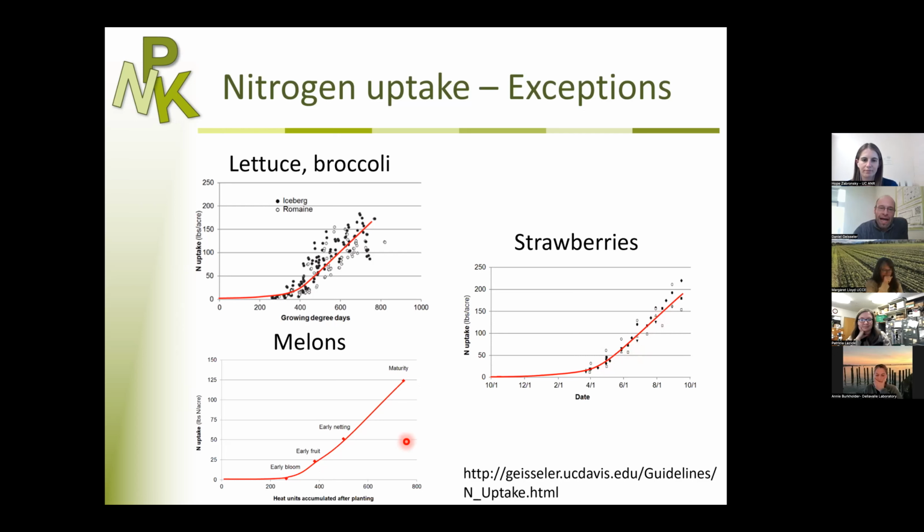And another example would be melons, because melons are indeterminate. They continue producing vines and leaves, even though they already have melons that are ripening. So vegetative growth doesn't really stop for melons when the fruits are ripening. And uptake curves you can also find online. And again, that will be in the document Margaret is sharing with you at the end.